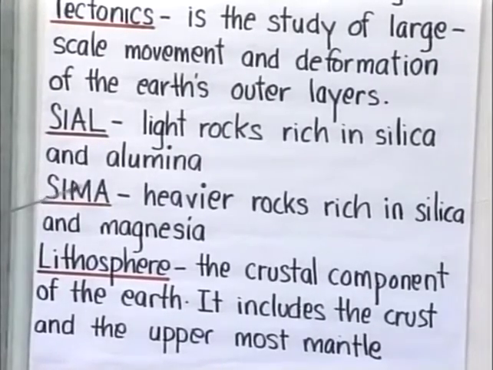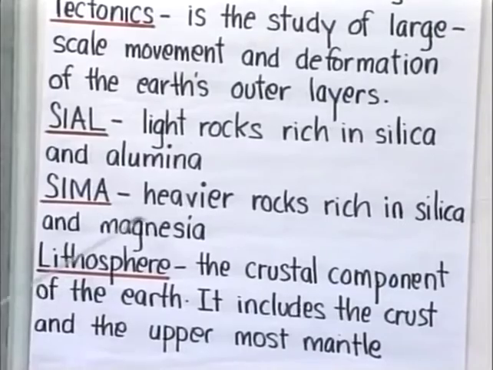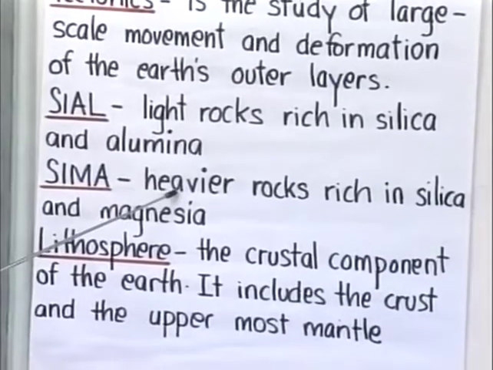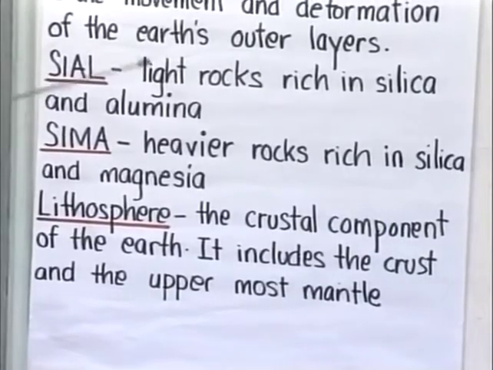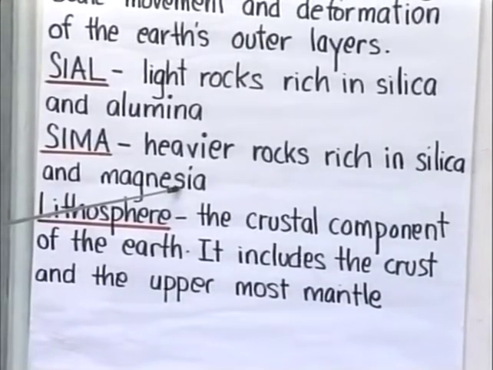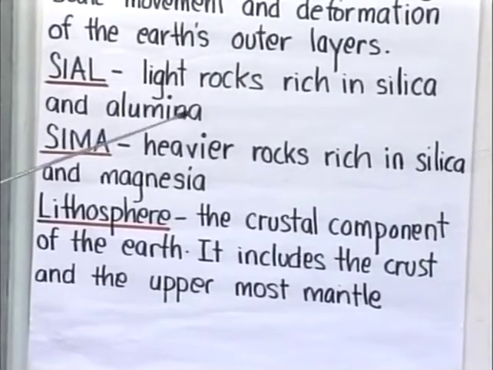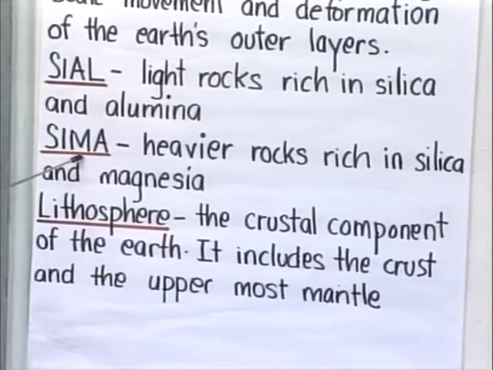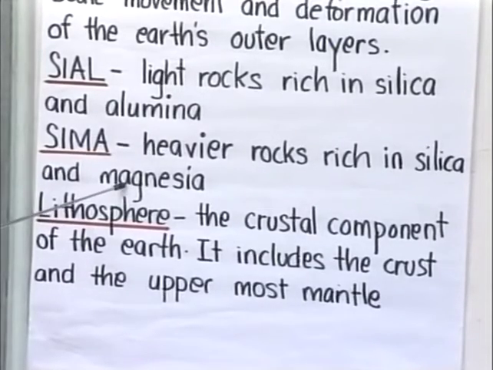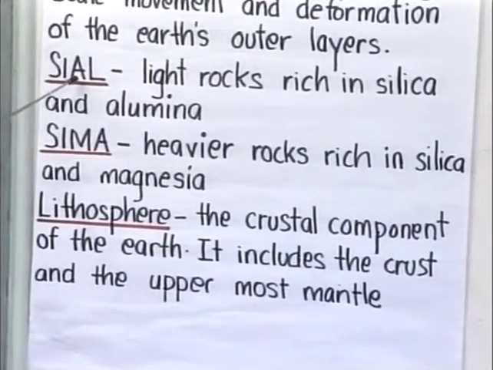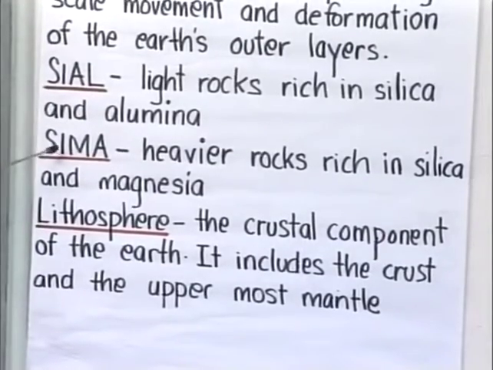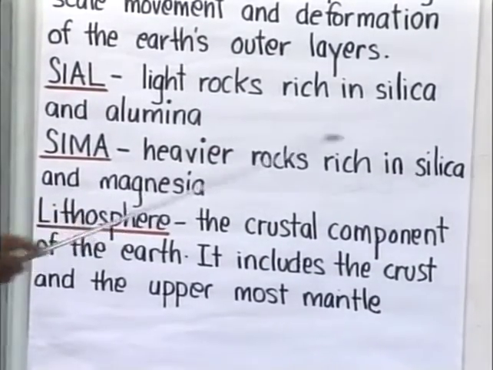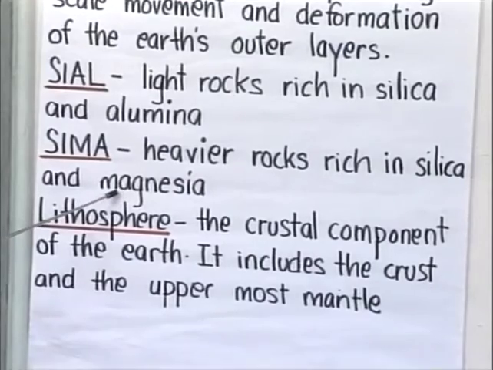Sima, again, Si for silica, Ma for magnesia, and here we are looking at the heavier rocks, which the sialic rocks lie on top of. So the Sial lies on top of the Sima. Sima is a denser or heavier rock compared to the Sial. And again, the words are the first letters of the two main minerals found within that particular rock.